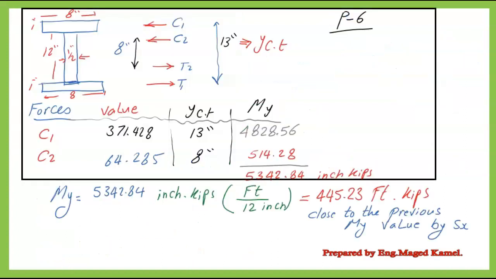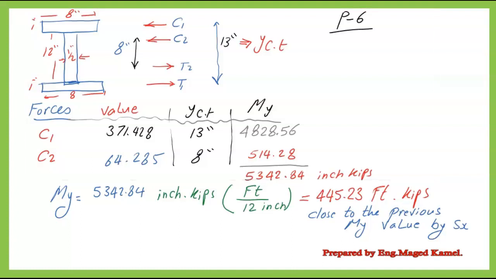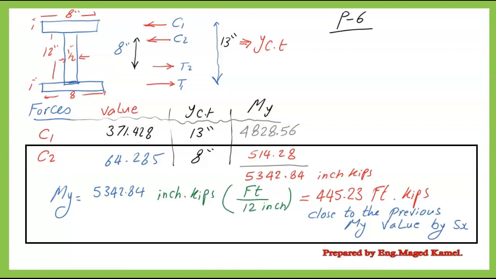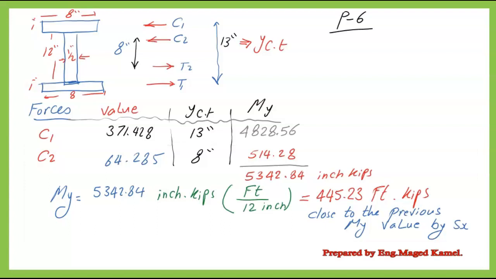In the next slide, we list the values of the compression force C1 and the YCT from C1 to T1. T1 is the tensile force, which is equal to C1. YCT is equal to 13 inches. The value of C2 is also listed with the value of T2, which is the tensile force acting below the neutral axis. The vertical distance between C2 and T2 equals 8 inches.